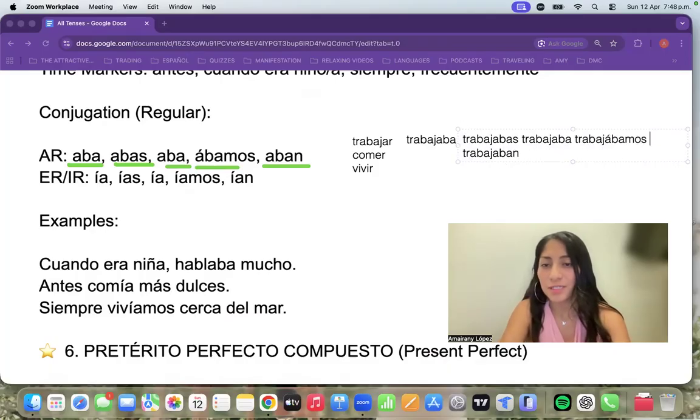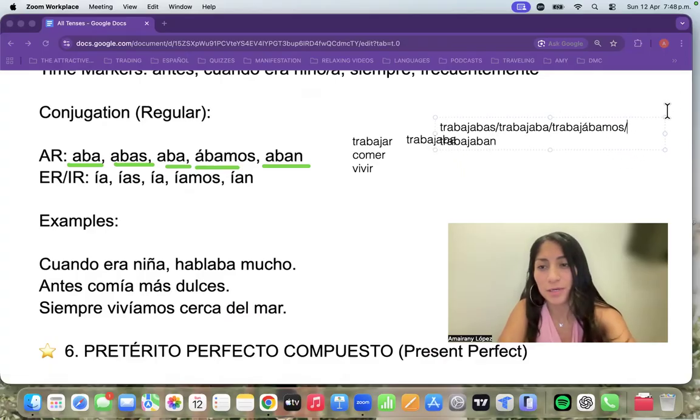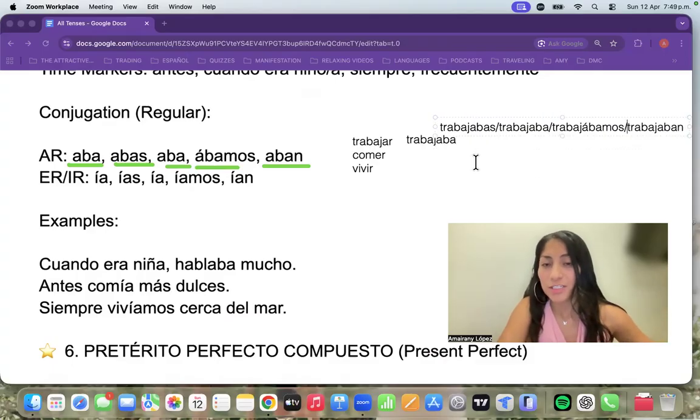Oh, it won't fit in there. So maybe I can do this. Right, guys, I'm a little bit all over the place. Sorry about that. Nope, it did not work. Okay, so I'm just gonna put it up here. So, these would be the conjugations for working.